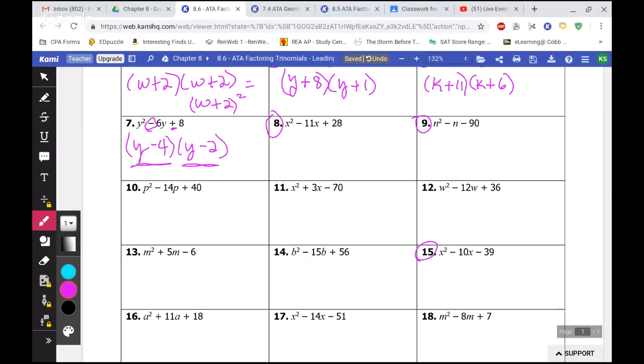Once again, on number 8, I have a positive here for the last term, but a negative for the middle term. So that tells me both of my factors need to be negative. So what two factors multiply together to give me a positive 28 that give me a negative 11? So I have 14 and 2, but that would give me a negative 16. I have -7 and -4. Well, that would give me a negative 11, and it would give me a positive 28.